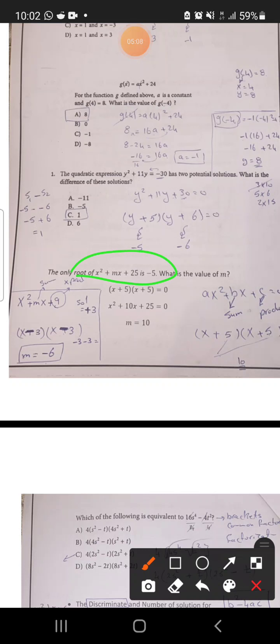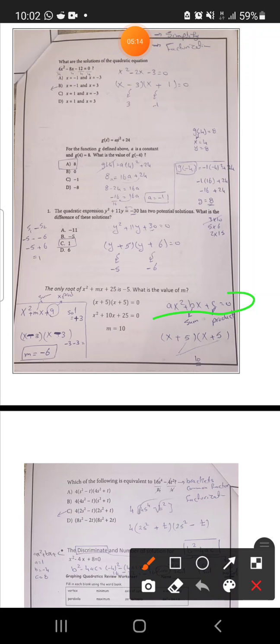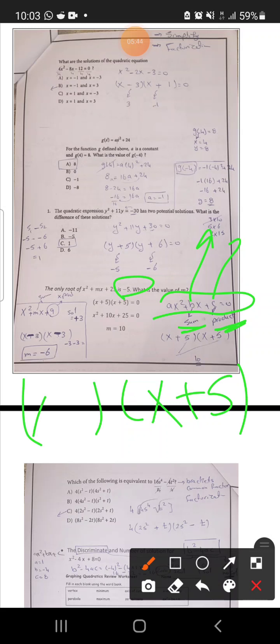Okay, let's see. Do you remember when I told you before, ax squared plus bx plus c equals 0? As I told you, c is the product of the solutions and b is the sum of the solutions. You have a root which is negative 5. How can we put this in a bracket? We put x, and negative 5 becomes plus 5, right? Then you write the other bracket, x squared, x and x. Here plus 5.